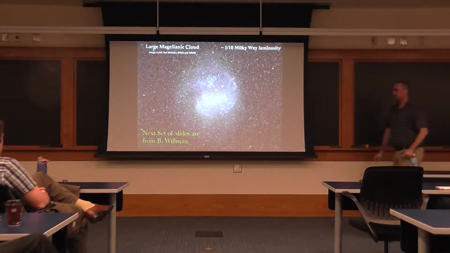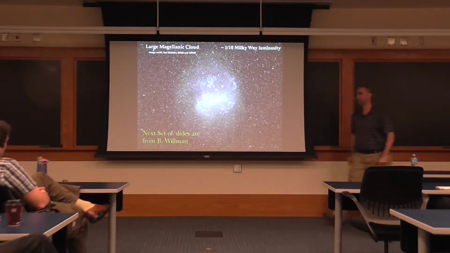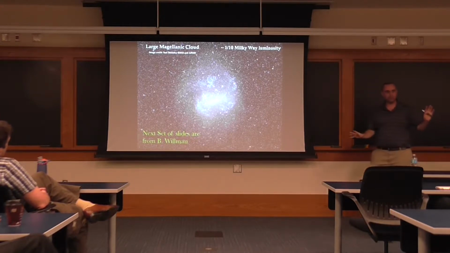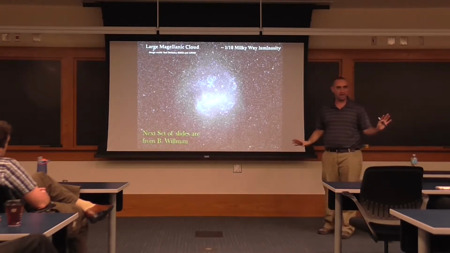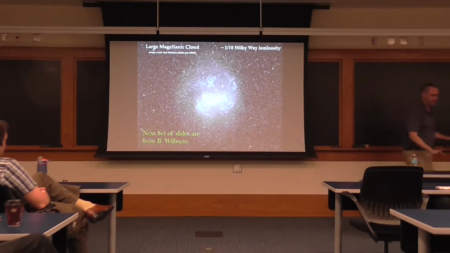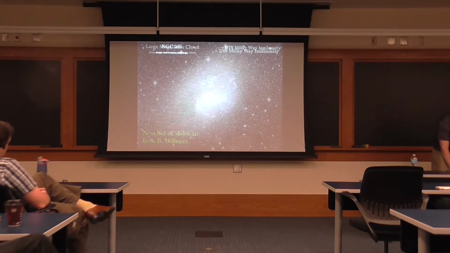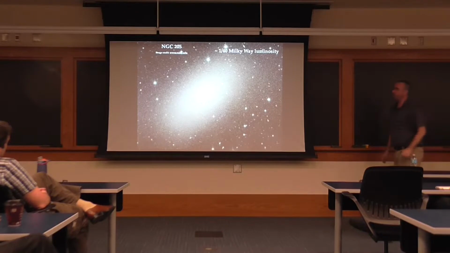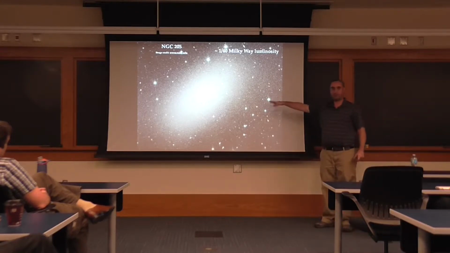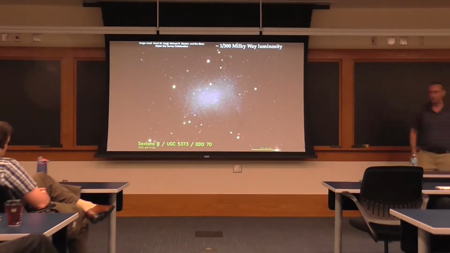Now, this is a set of slides that I've stolen from Beth Willman, with her permission, where I'm going to run you through some of the dwarf galaxies of the Milky Way. You tell me when you can't detect them anymore with your eye. So this is the LMC, 1/10 the Milky Way luminosity. That's pretty easy. NGC 205, this is a satellite of M31. Super easy. 1/40th the Milky Way's luminosity.